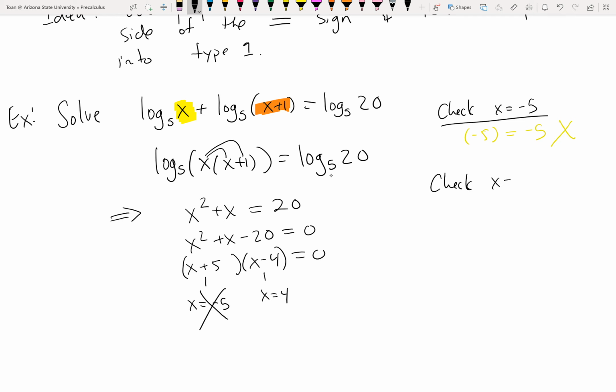Let's check x equals 4. Well, for the yellow, that's pretty easy because you're just plugging in a 4, so that's good. What about the red? If we have 4 plus 1 that equals 5, that is not negative or 0, so that's good. So x equals 4 is a good answer. Okay.